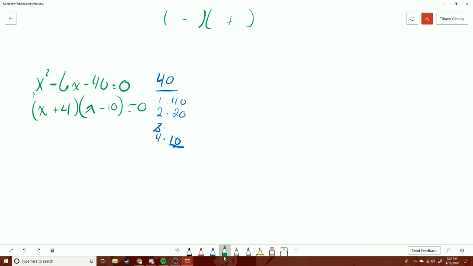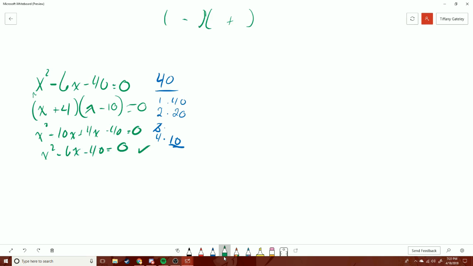And again, let's check that by FOILing. So x times x is x squared, minus 10x plus 4x, minus 40 equals 0. x squared, minus 10 plus 4 is minus 6x, minus 40 equals 0, and that checks out.